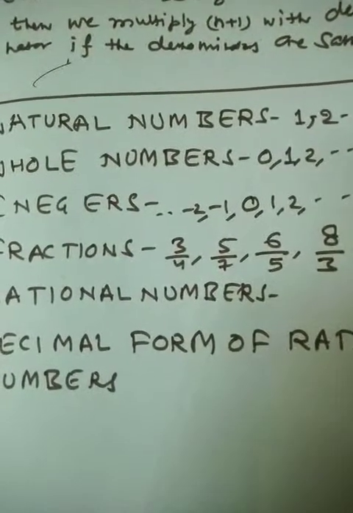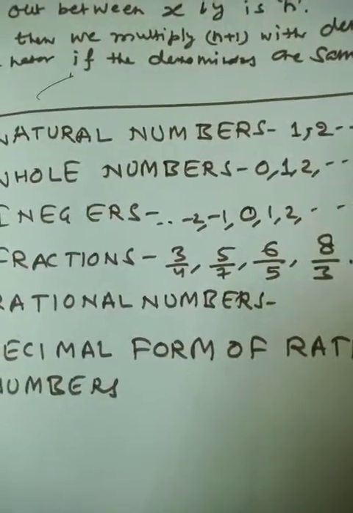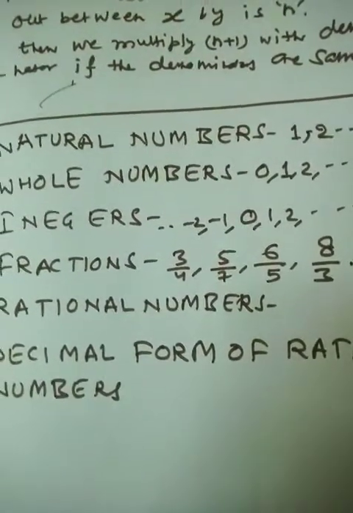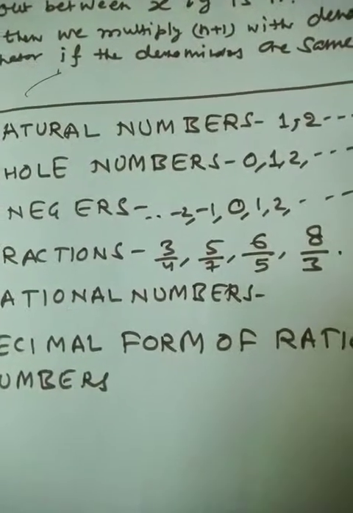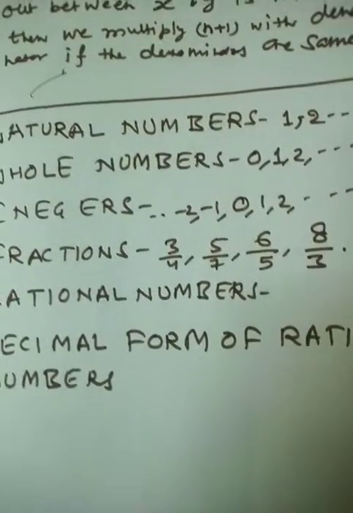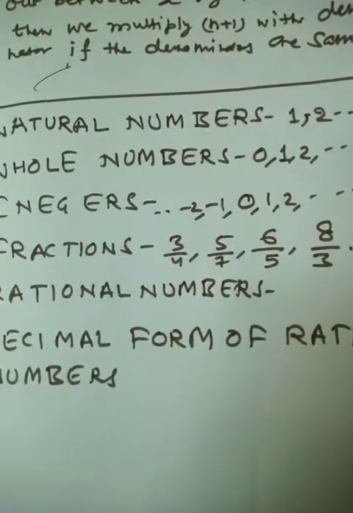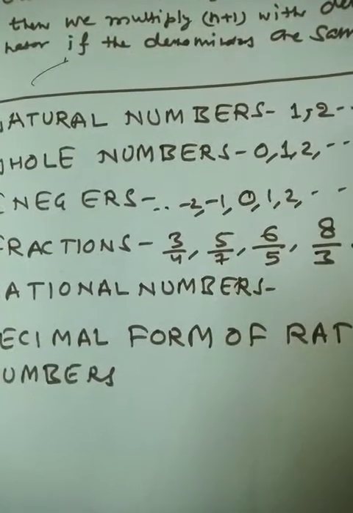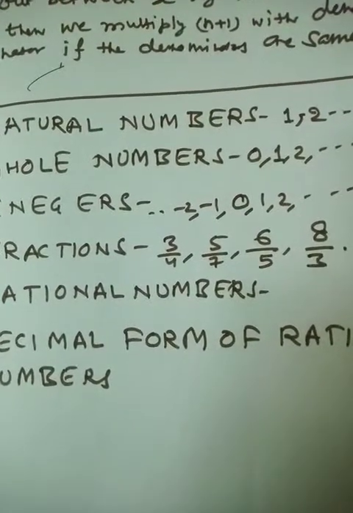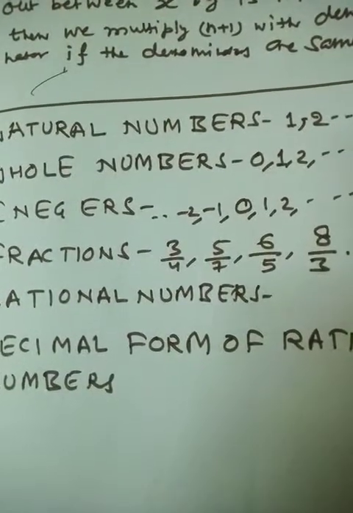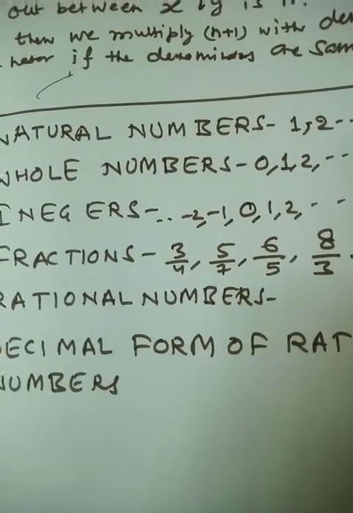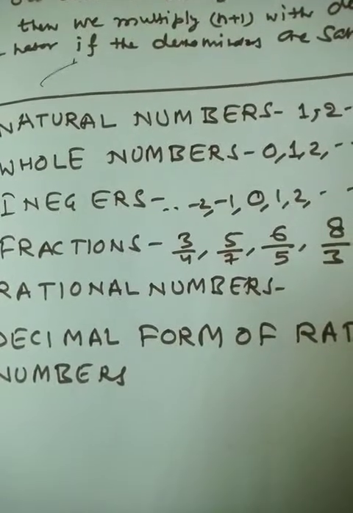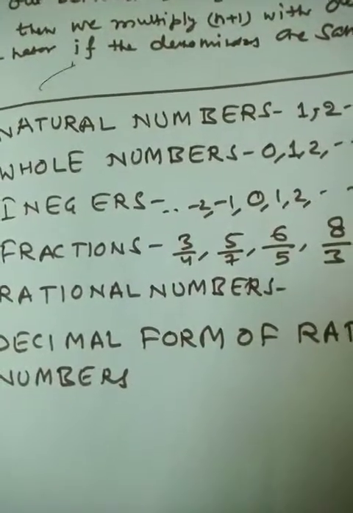In these examples, the first two are called proper fractions and the last two are called improper fractions. What is the difference? A proper fraction will always be less than 1, whereas an improper fraction will always be greater than 1.